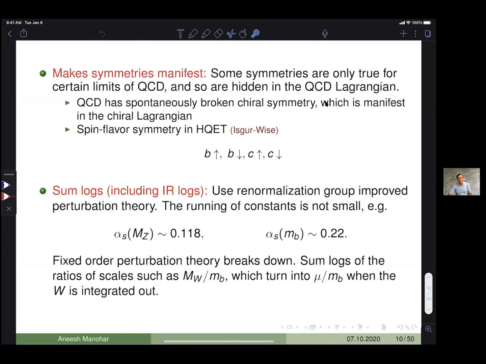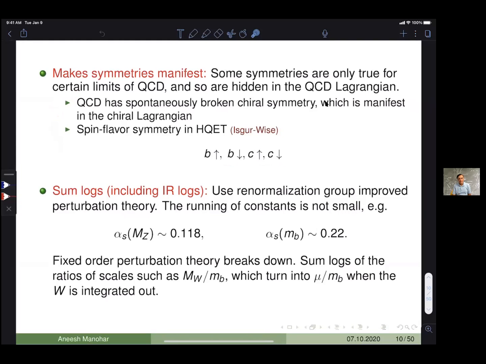And all of these are not manifest in the QCD Lagrangian, because QCD describes all of these simultaneously. But if you take special limits, for heavy quarks, the spin-flavor symmetry is important. For light quarks, the chiral symmetry is important. And going to the EFT focuses on one kinematic regime at a time. And so the EFT Lagrangians have these symmetries explicitly in them.